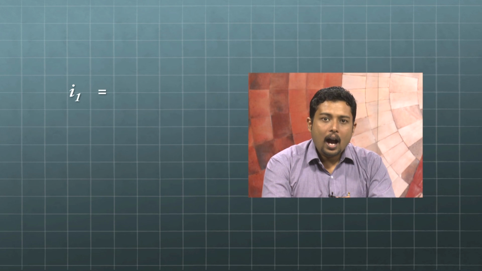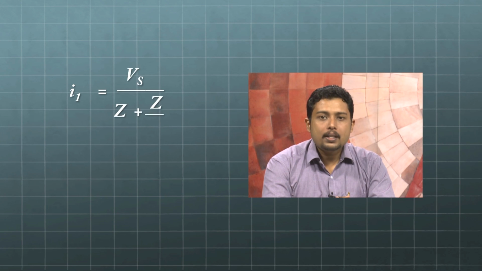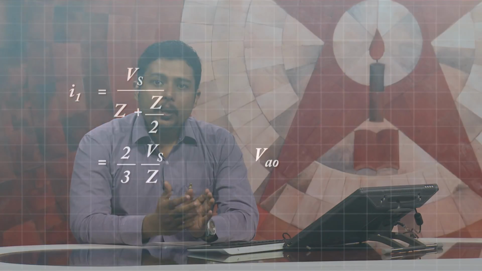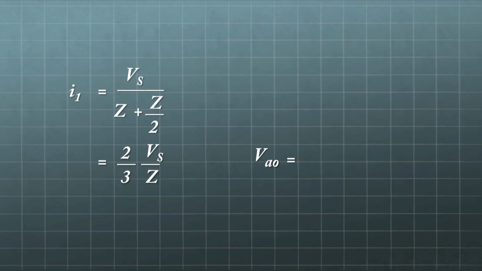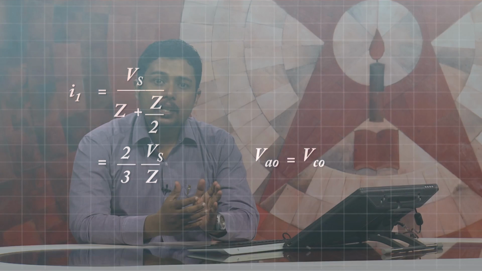When we find out the current in the circuit, we obtain I equal to Vs by (Z plus Z by 2), which will be equal to 2 by 3 Vs by Z. Now the voltage across phase A, that is Va0, is Vs by 3. It will be equal to the voltage across phase C, that is Vc0, since both the A phase and C phase loads are in parallel. The B phase voltage will be equal to 2 Vs by 3. Since the current is leaving the terminal B, the voltage is taken as negative. So we can conclude that Vb0 is equal to minus 2 Vs by 3.